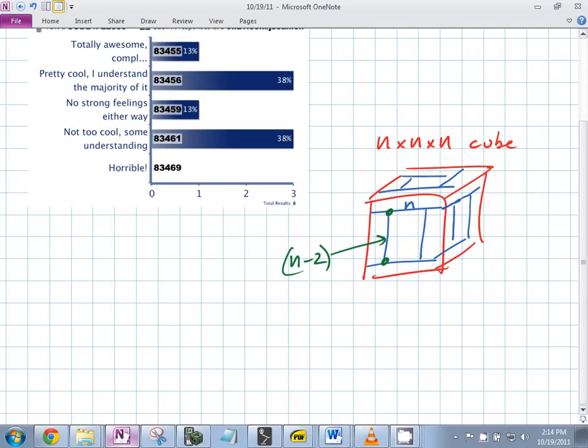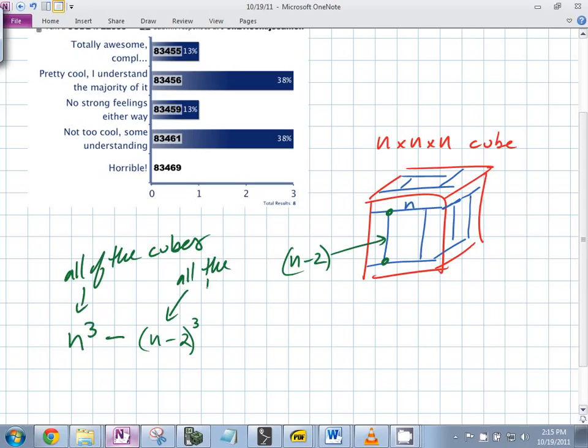But how many cubes are in the whole thing total? There are n cubed total. So if you start with n cubed total and you take away the hidden ones, this right here represents all the cubes, and this represents all the hidden ones. If you take away all the hidden ones, you get all the visible ones. Exactly. Good job.